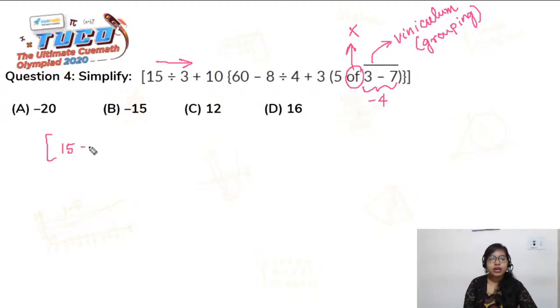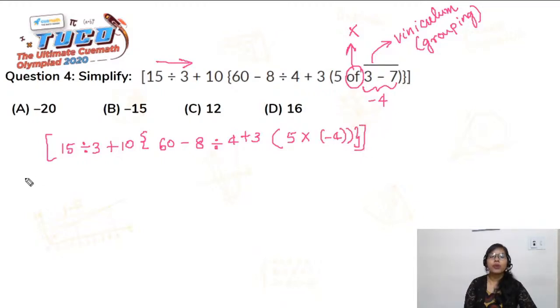So let me quickly write it down here. 15 divided by 3 plus 10, a curly bracket open, 60 minus 8 divided by 4 plus 3, and then you have a parenthesis open. We are going to replace this "of" with multiplication, and we've calculated 3 minus 7, which is nothing but negative 4. Okay. So this, we are going to close it up, and now we are going to slowly solve this. Now next what?